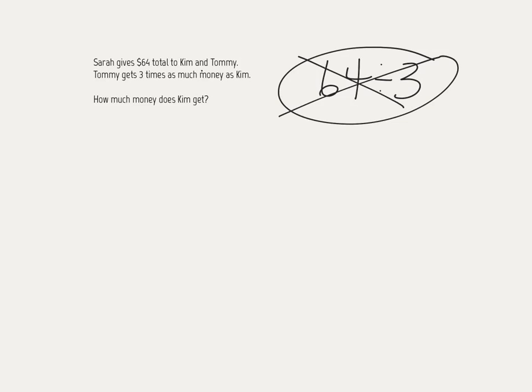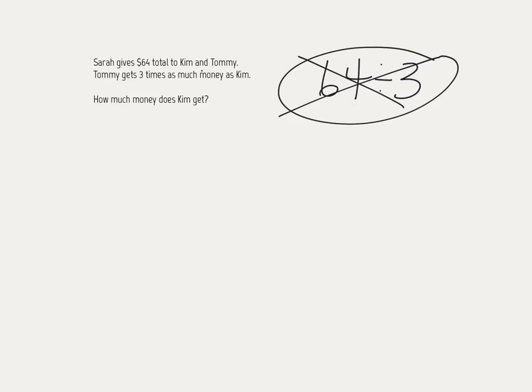So in this problem, we have Sarah, and Sarah's giving some money to her friends Kim and Tommy. So she gives away $64 total, and Tommy is getting 3 times as much money as Kim. We need to figure out how much money Kim gets. So this is an example of where the bar model really comes in helpful, because sometimes we tend to want to divide 64 by 3, just looking at the numbers in the problem. But that's not the correct thing to do here. We'll take a look at the model and see why.